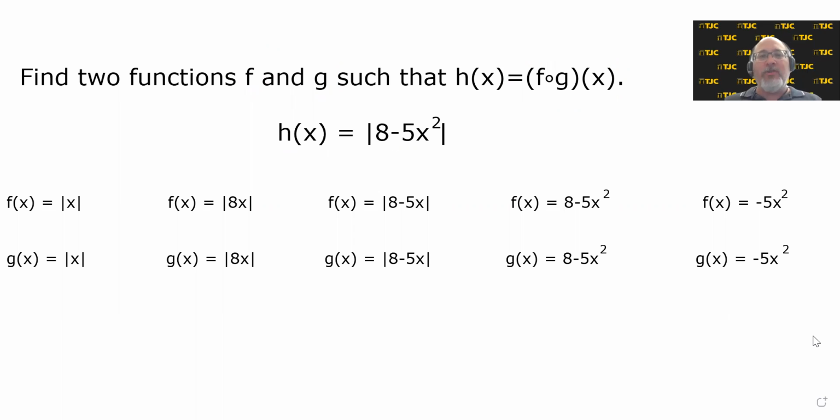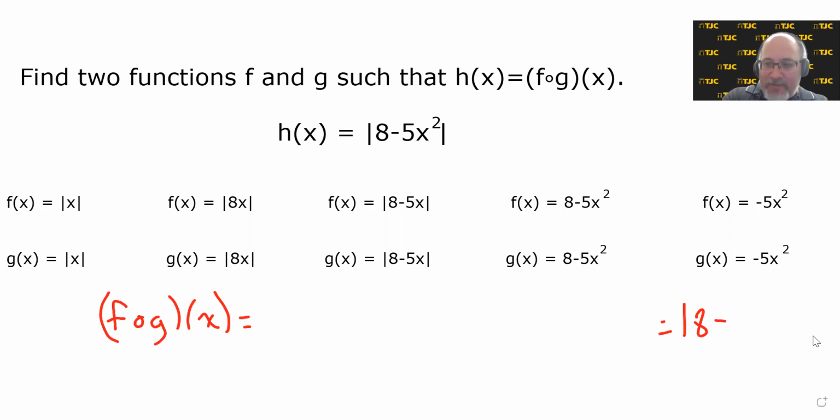The trick is to literally reverse engineer the process. We're trying to figure out an f and a g, f of g of x, that ends up being the absolute value of 8 minus 5x squared. Well, let's send this backwards for a second. We'll go back and forth and we'll see what happens.